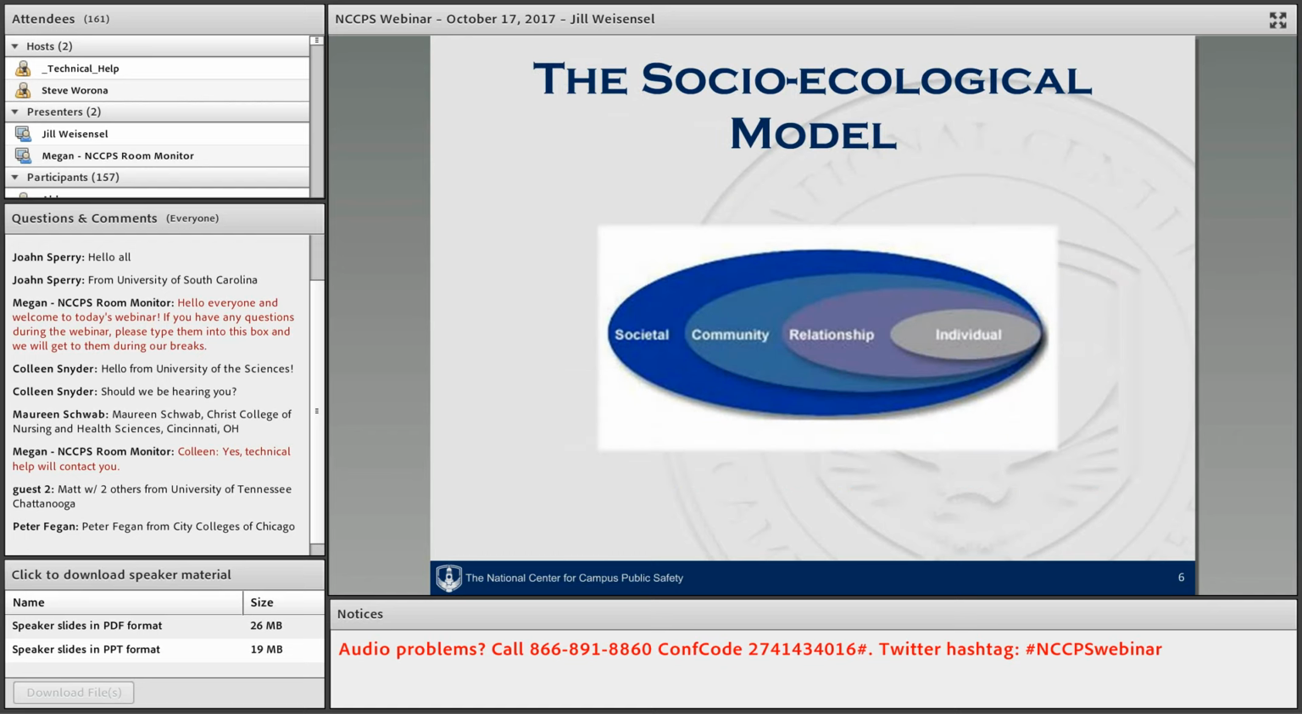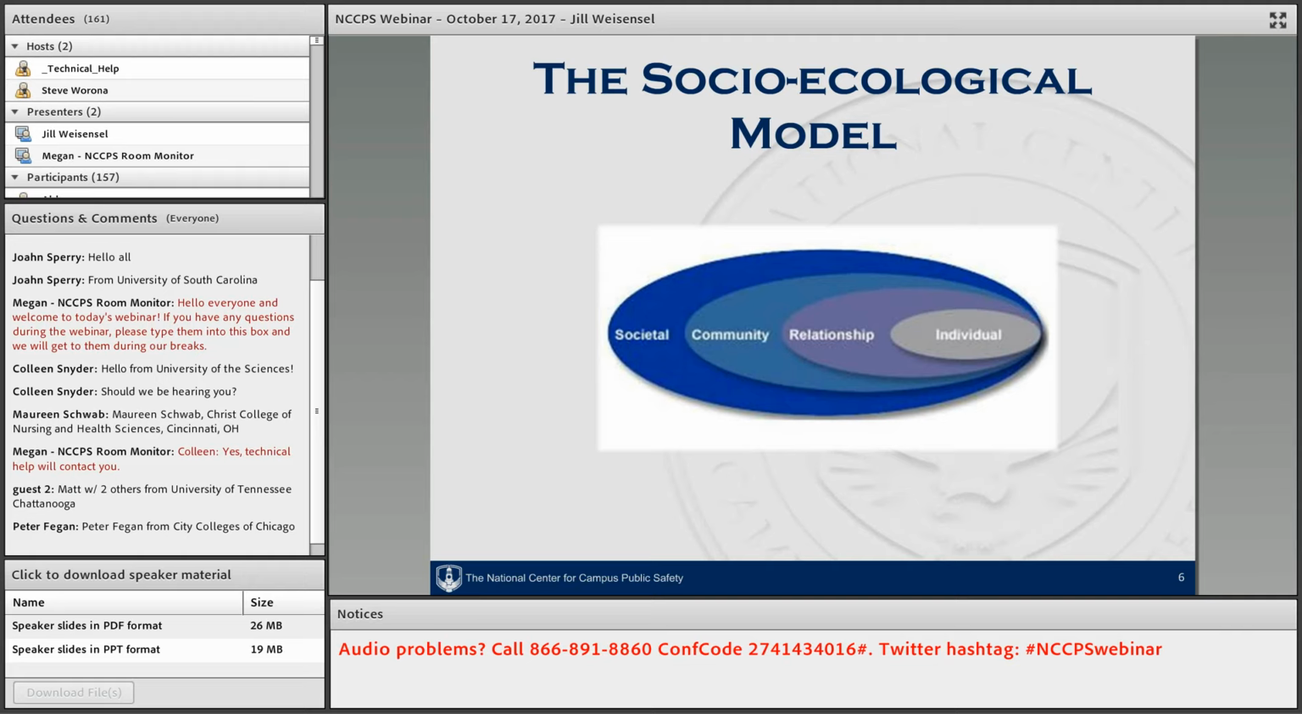So in best practice, this model is going to suggest that we have to act across multiple levels at the same time. We can't just focus on individual level programming while ignoring the influence that your relationships or the community level can have on an individual. So if you want to look at it just at the individual level, we need to work to promote those attitudes and beliefs and behaviors that are positive and that would work to prevent violence.